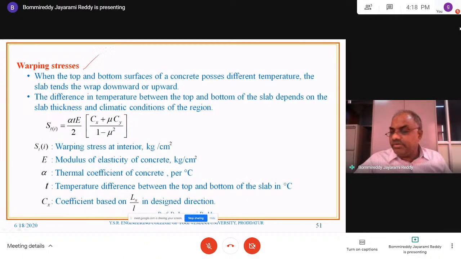Now let us discuss in detail about the warping stresses. When top and bottom surfaces of concrete possess different temperature, the slab tends to warp downward or warp upward. So this is called the warp down, and whereas it is called the warp up. It is because of the change of temperature between top and bottom. And don't remember this formula, not required. It's only to give some idea regarding this.